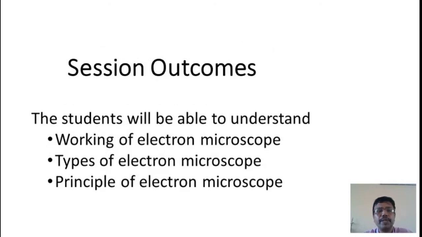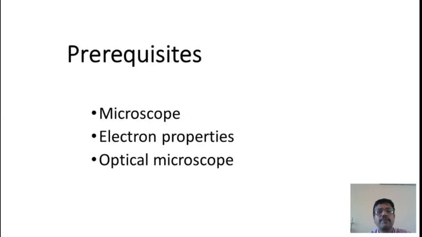Before going to discuss this, what is the session outcome? The students will be able to understand the working of the electron microscope, the types of electron microscope, and the principle of the electron microscope. I already mentioned what a microscope is and what types of microscopes are present. Then, electron properties: what are the properties of the electron?